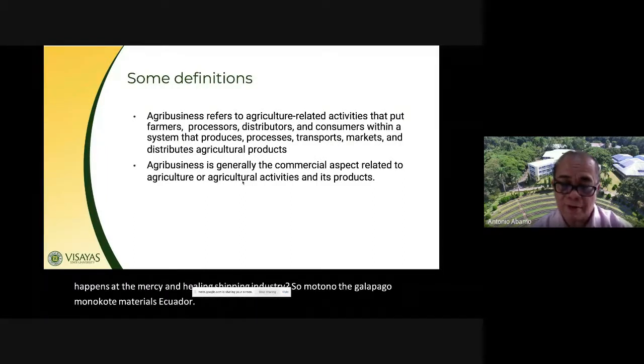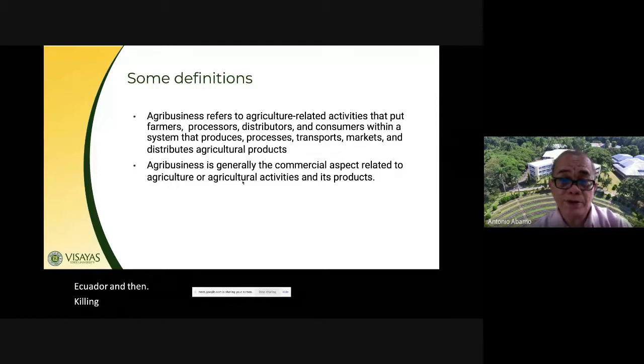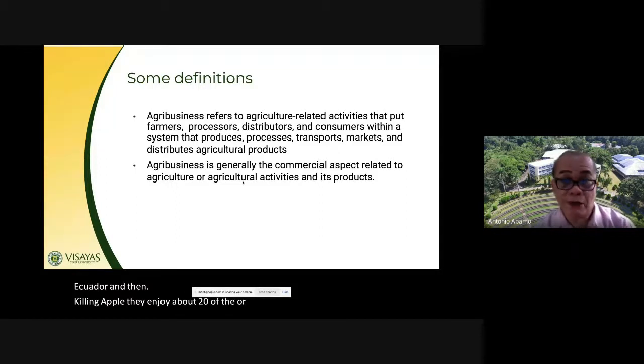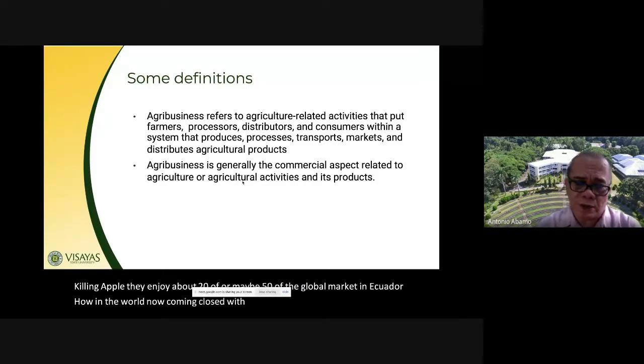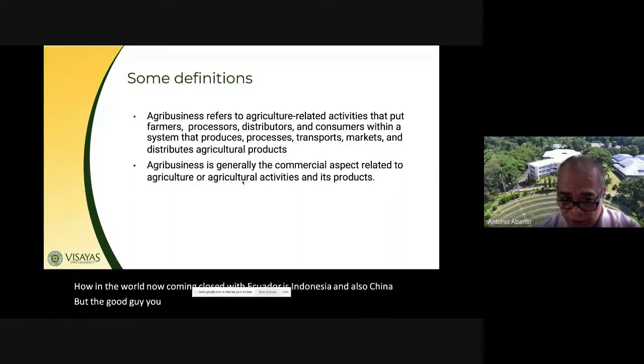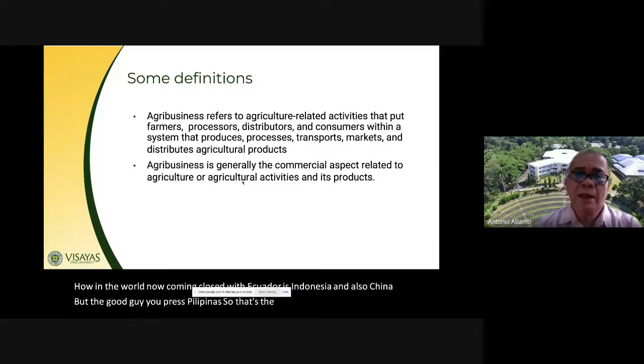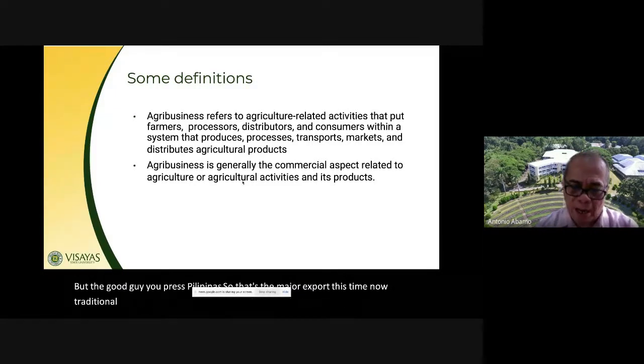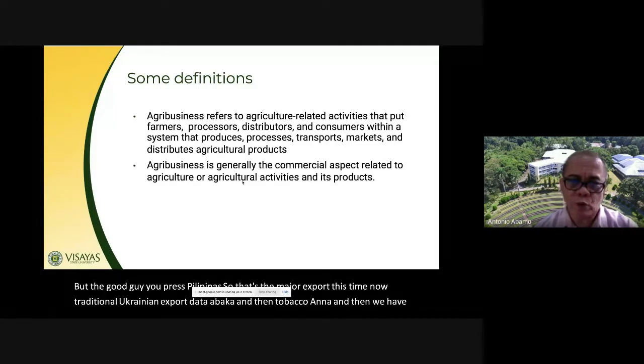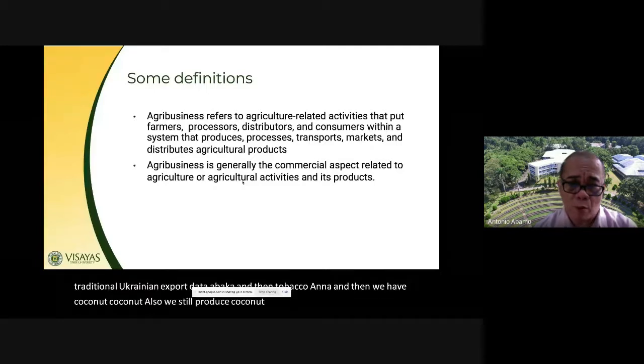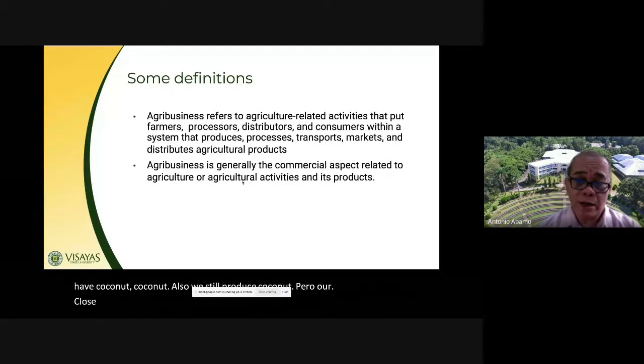And then, okay lang gyapon. They enjoy about 20% of the, or maybe 15% of the global market in Ecuador, in the world. Now, coming close with Ecuador is Indonesia and also China, but di yun kayo para sa Pilipinas. So, that's the major export this time. Na, traditional yung kainan na export na to, abaka, and then tobacco, na. And then we have coconut. Coconut also, we still produce coconut. Pero our closest competitor is actually Sri Lanka and also Indonesia.